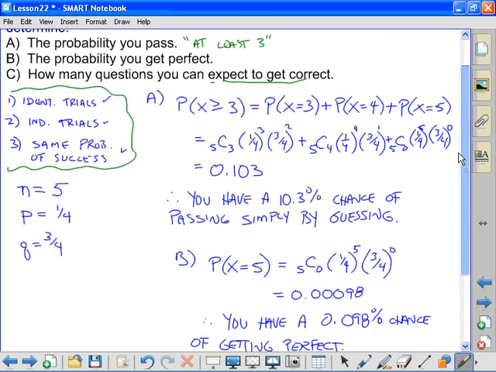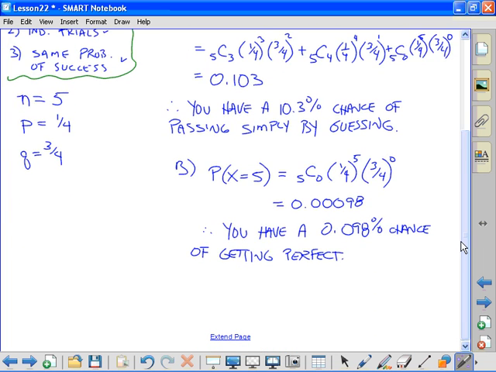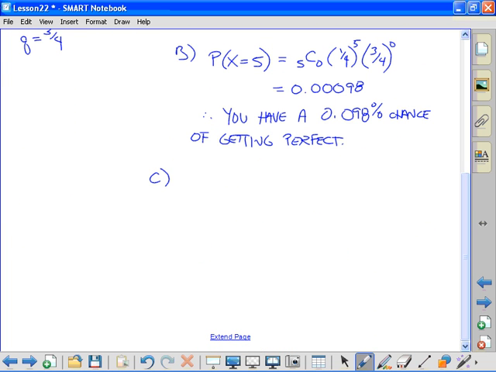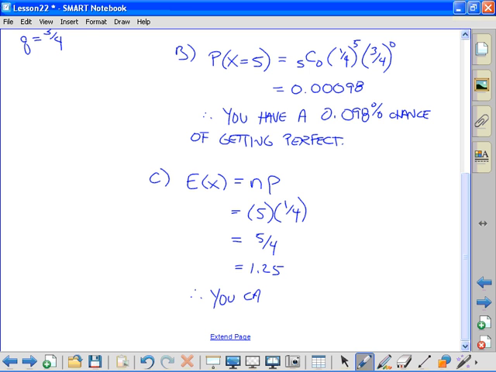Okay? And the final question, how many questions could you expect to get correct? Because we already have defined this to be a binomial solution, it's n times p. So 5 trials, 1/4. When you multiply that through, you get 5/4 or 1.25. So therefore, you can expect to get 1 question correct. You can't say 0.25. No such thing on multiple choice. It's got to be rounded to the nearest whole number. So, 1 question correct.